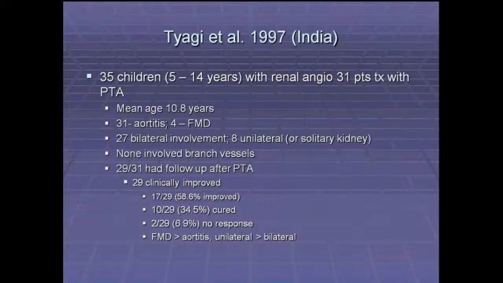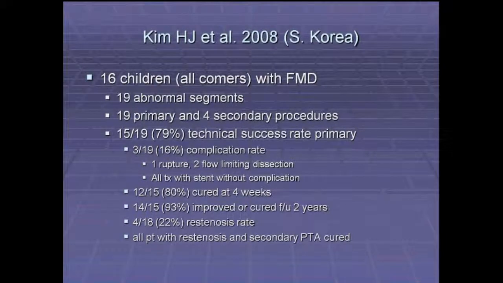Group in India, right? Vast majority of them had underlying vasculitis or aortitis, right? Again, they had wonderful results. 27 had bilateral involvement, and greater than 50% or nearly 2/3 of theirs had significant improvement, whereas less than 10% had no response. Group in South Korea, again, 16 children with all comers, 19.